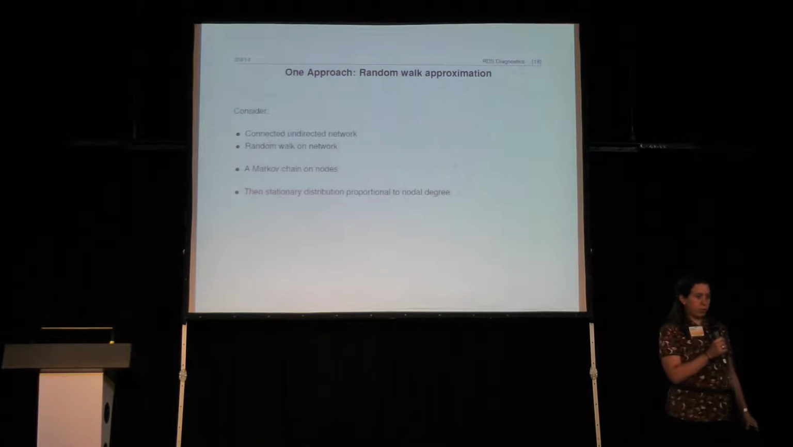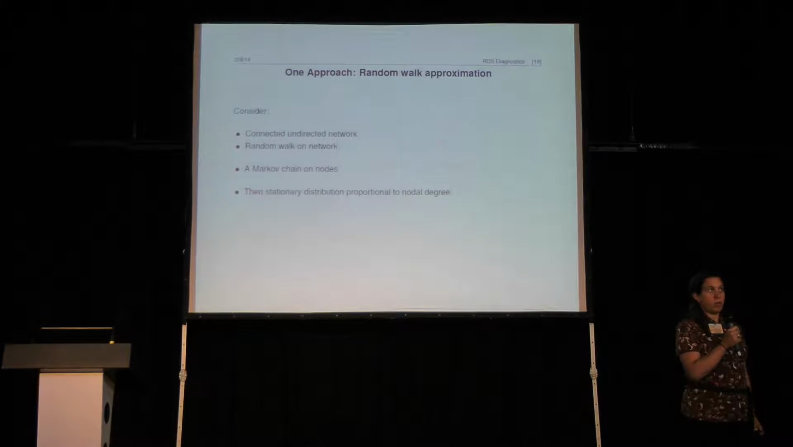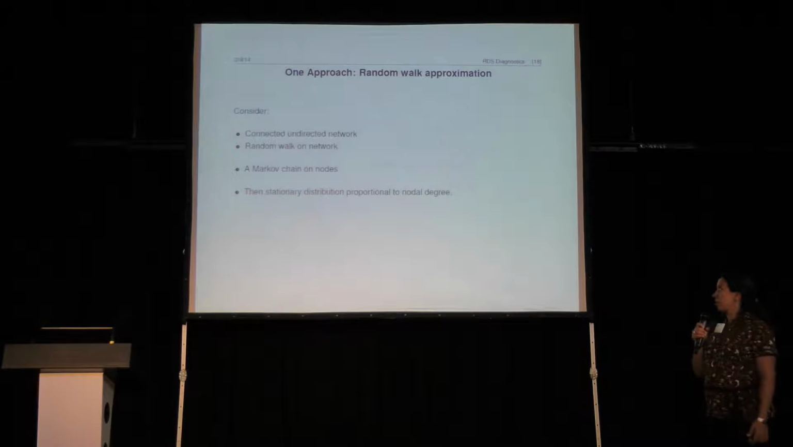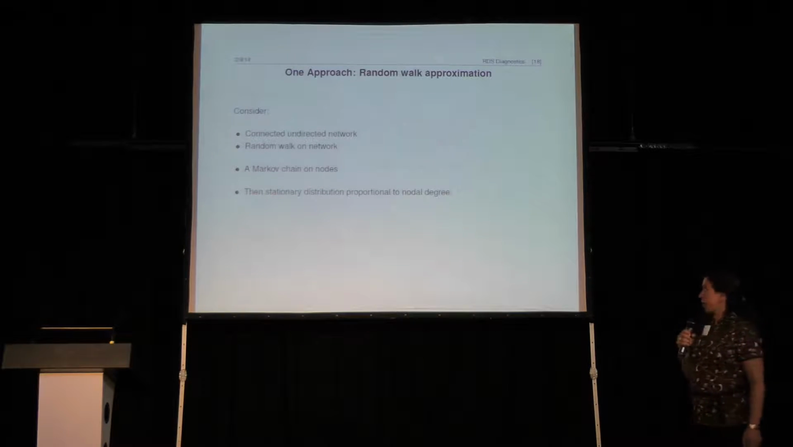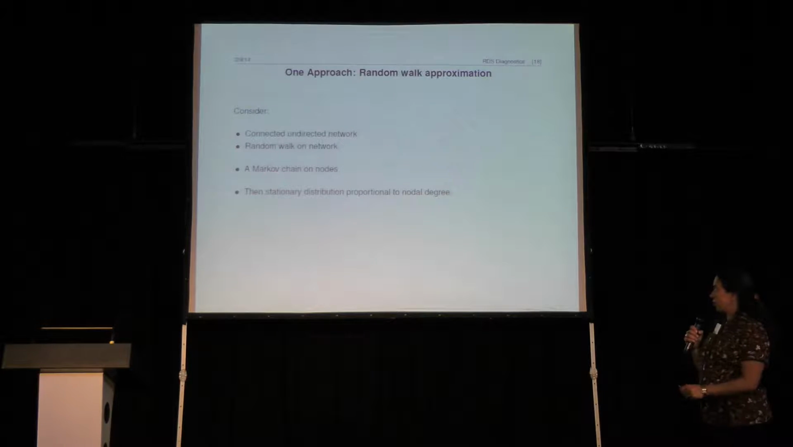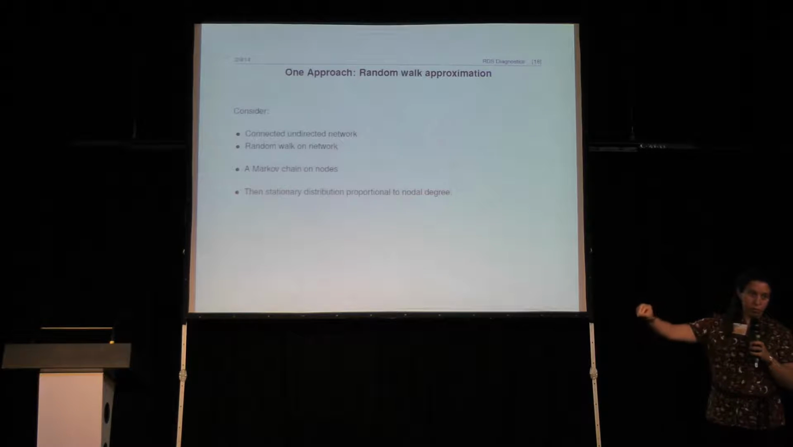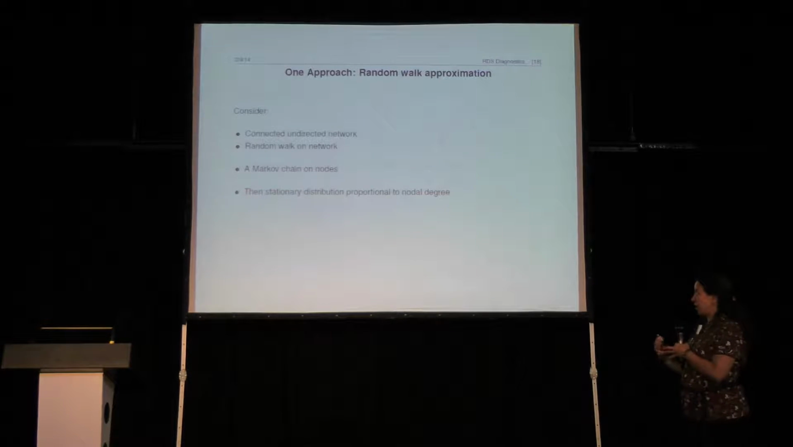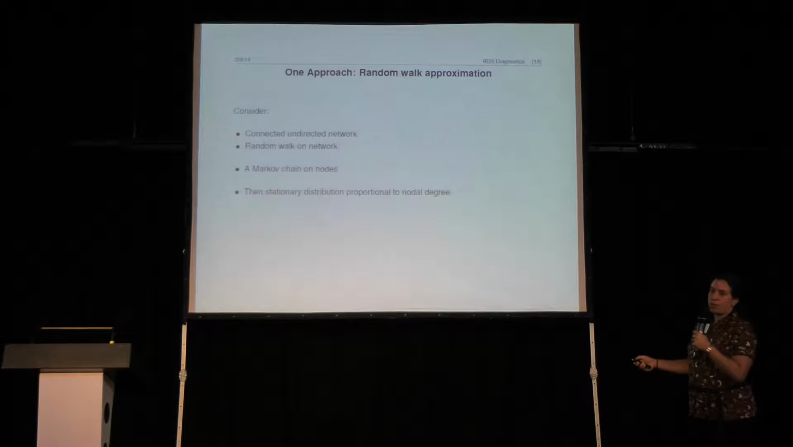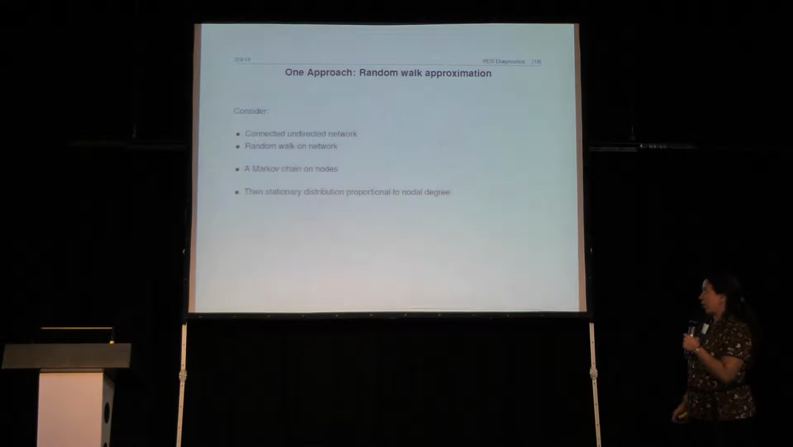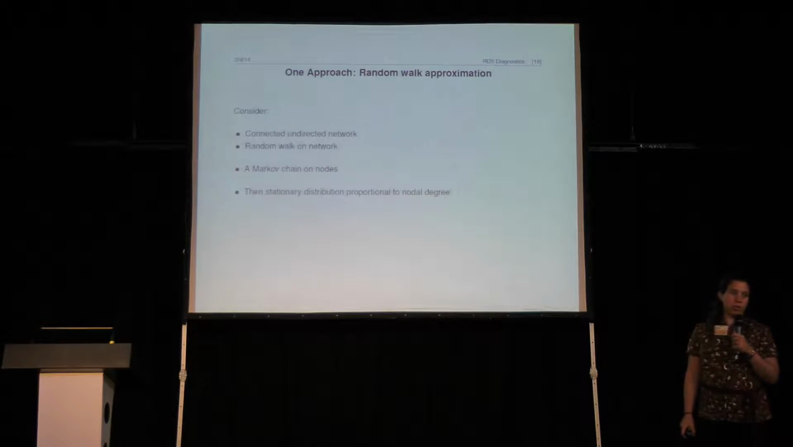So the most common approach to creating a model for respondent-driven sampling is to think about a random walk on the space of nodes in the underlying network. So if we have a network that's fully connected and undirected, and we have a random walk on the space of the nodes, so we start at one node, we move to an adjacent node, etc., completely at random, then we end up with a system that we can think of as a Markov chain on the space of the nodes in the network. And it turns out the stationary distribution of that Markov chain is proportional to nodal degree.